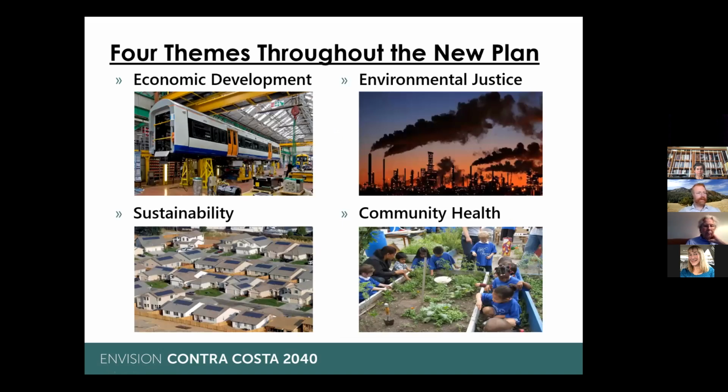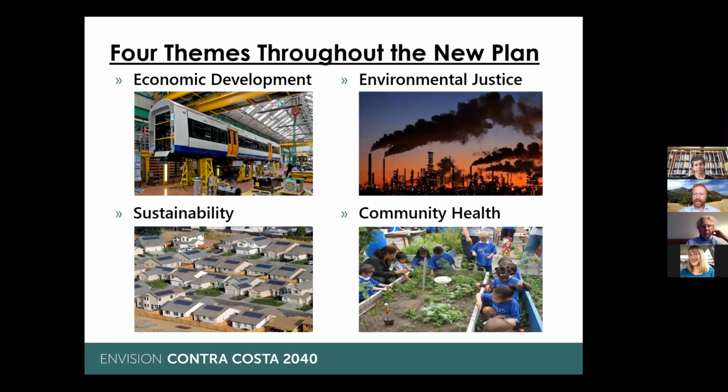So when the Board of Supervisors directed us to prepare a new general plan, they directed us to incorporate 4 themes throughout it. And these are the 4 themes: economic development, environmental justice, sustainability, and community health. The existing general plan speaks very little to any of these, does not talk about environmental justice at all, has maybe a bit about sustainability because of a couple amendments over the years. Community health is not really addressed. Economic development just a little bit. So it was very important to the Board of Supervisors that we incorporate these.